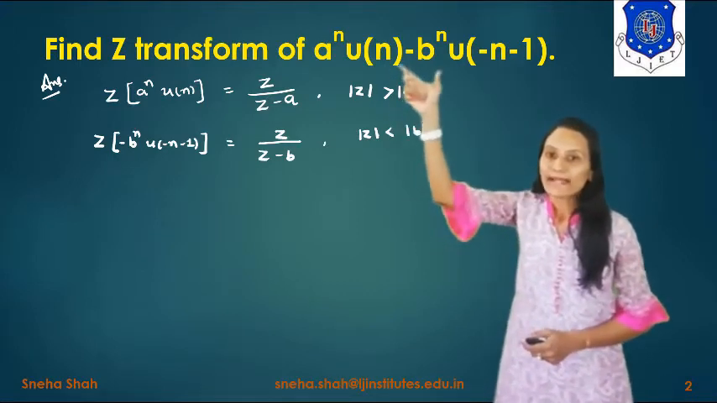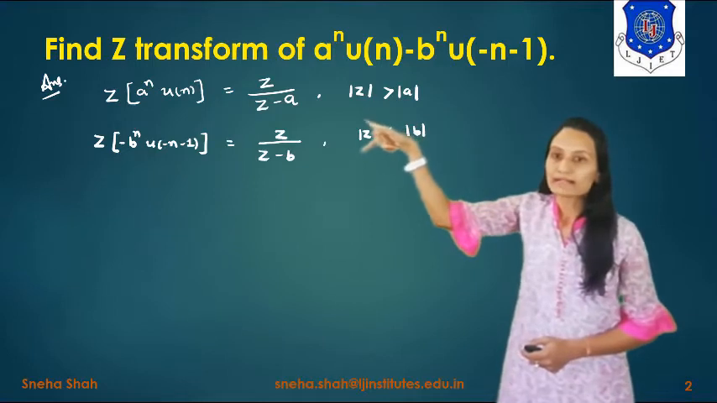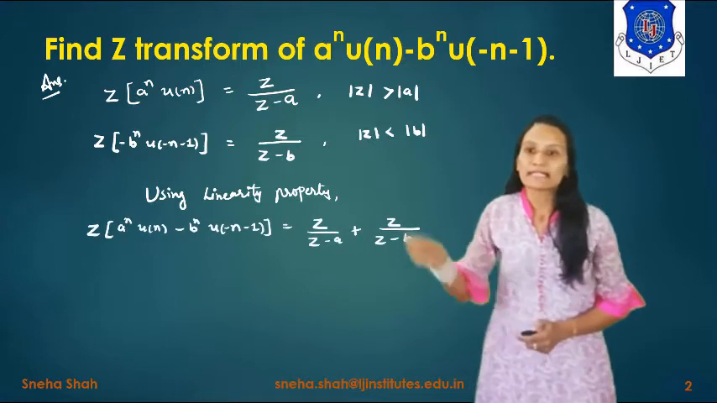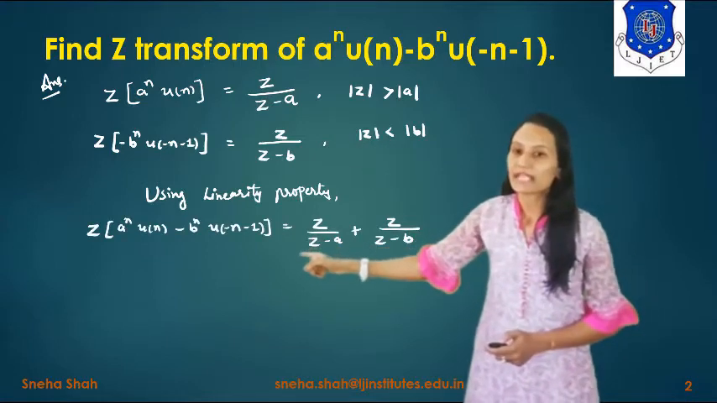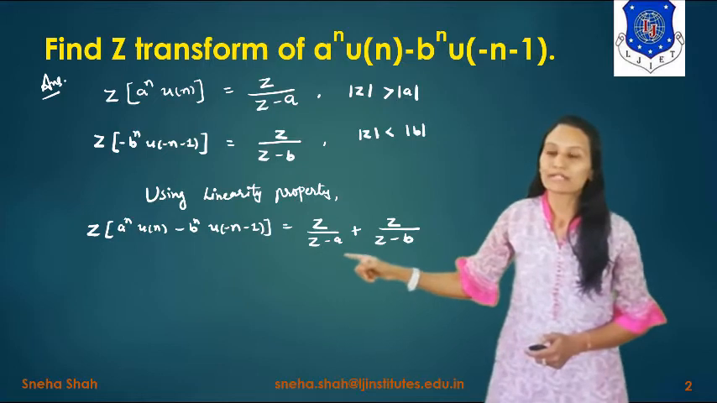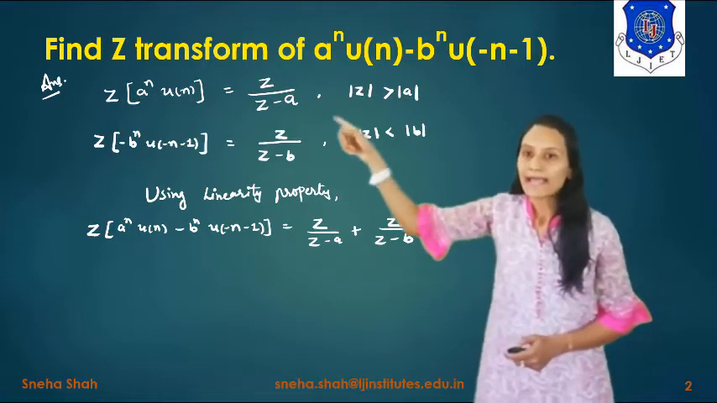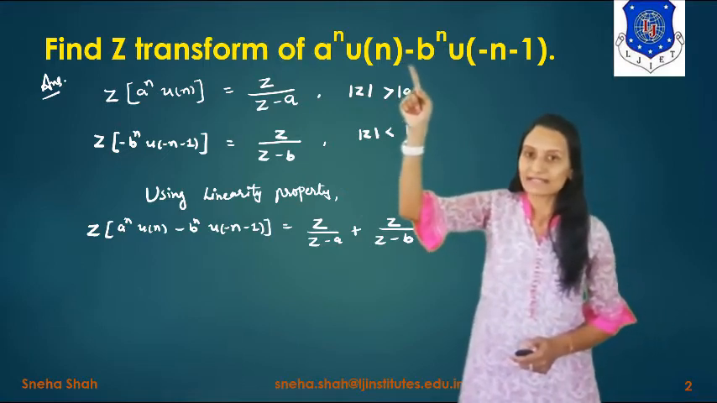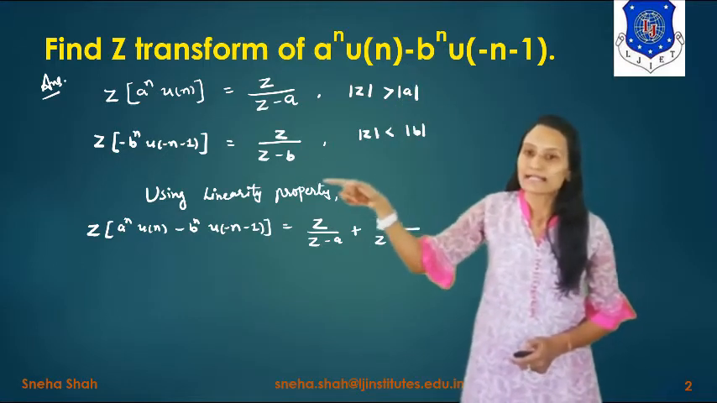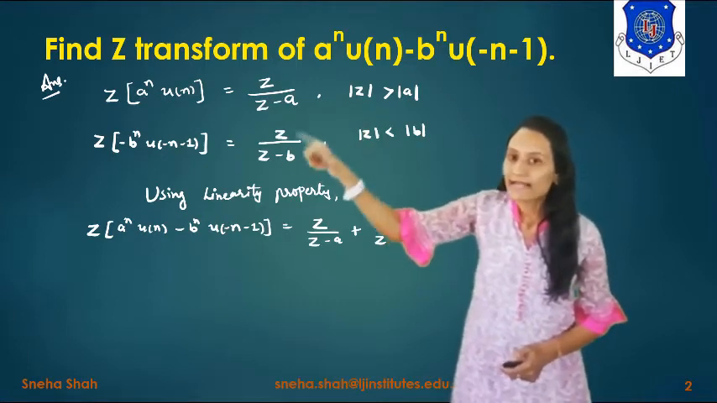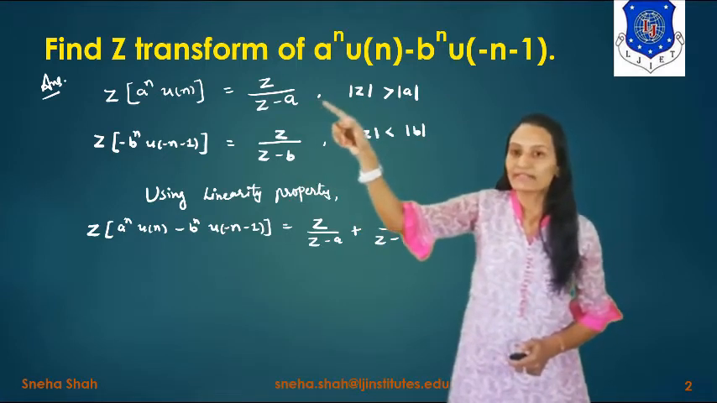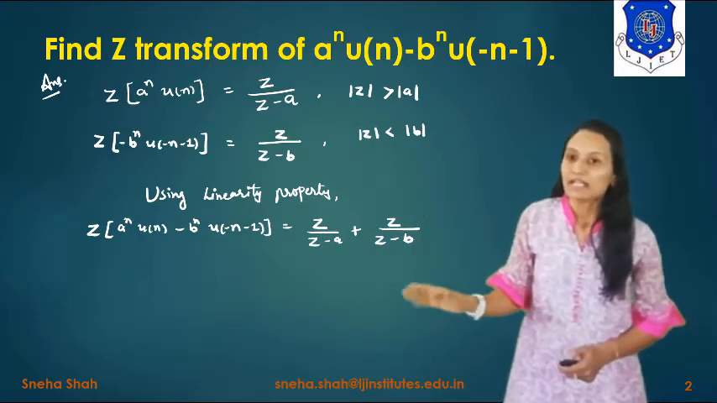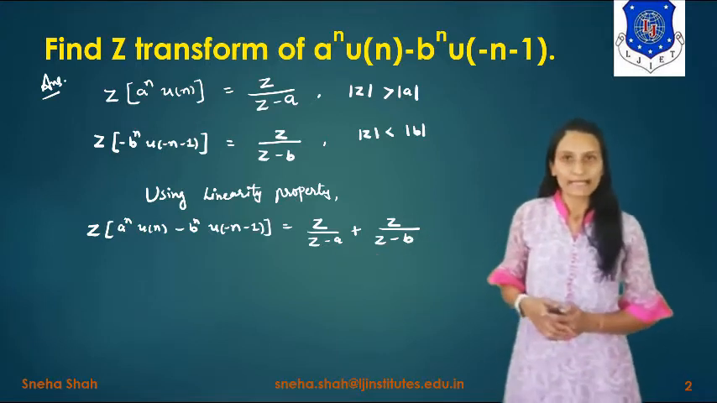Now if you want to add these two terms, we have to add the Z transforms of these two terms. So the final answer of the Z transform using the linearity property, for a raised to n u of n minus b raised to n u of minus n minus 1, equals the addition of these two terms. Why are we adding these two terms? Because if we take the minus term, it gives the answer as plus, so we just add these two things. So we find the final Z transform as z upon z minus a plus z upon z minus b. This is the final answer of your Z transform.